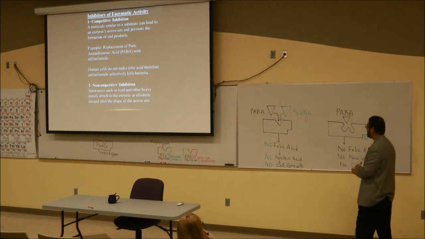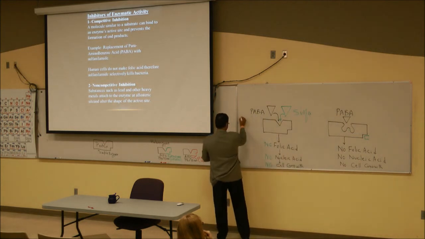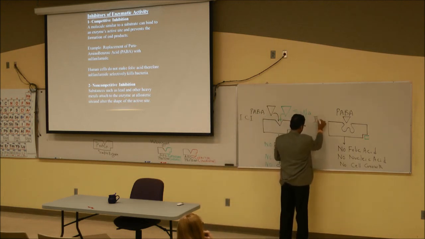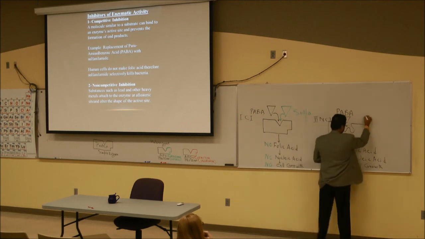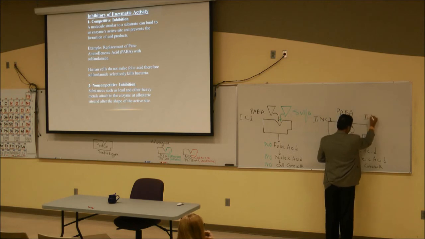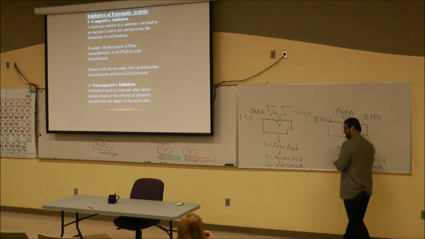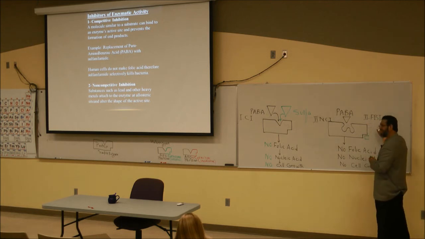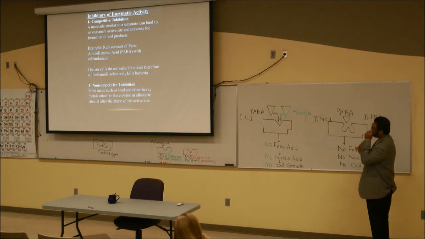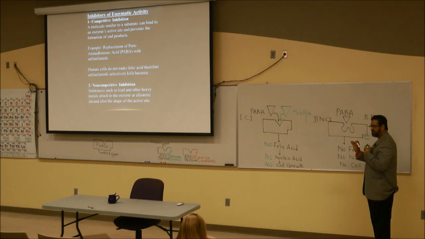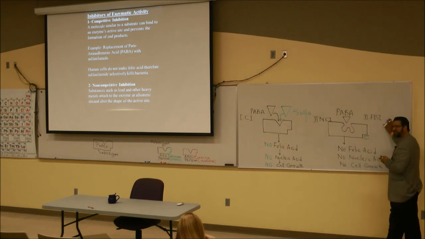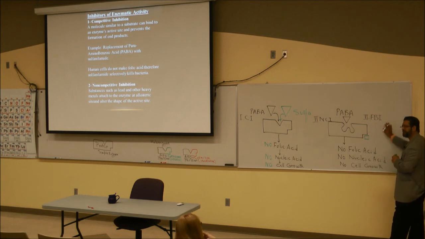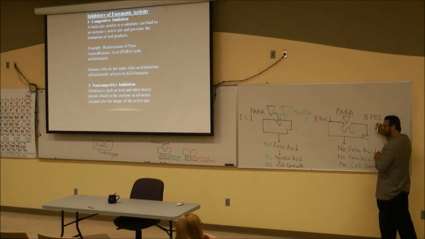And the third one, this is competitive inhibition, this is non-competitive inhibition, and the third one is feedback inhibition, FBI. FBI is actually a regulatory mechanism. When the cell has plenty of protein or enzyme, it shuts off its synthesis. The purpose of this is not to kill the cell, but to regulate or control the synthesis of a specific protein or enzyme.